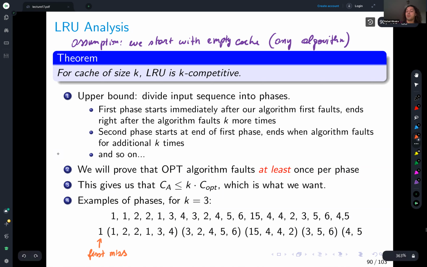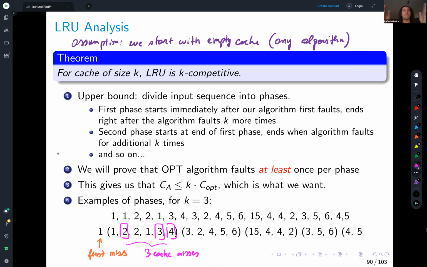If I request 1 again, I have no miss. And then when am I going to have a miss again? I'm going to have a miss again on 2. So that's another cache miss. And then I request 2 again, no cache miss. 1 again, no cache miss. Once I request 3, I have my second cache miss because 3 was not in the cache before. And then 4 will be another cache miss. So this will be 3 cache misses. Does that make sense?